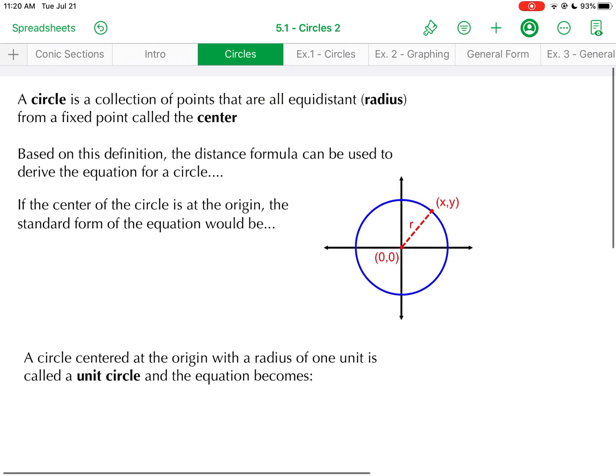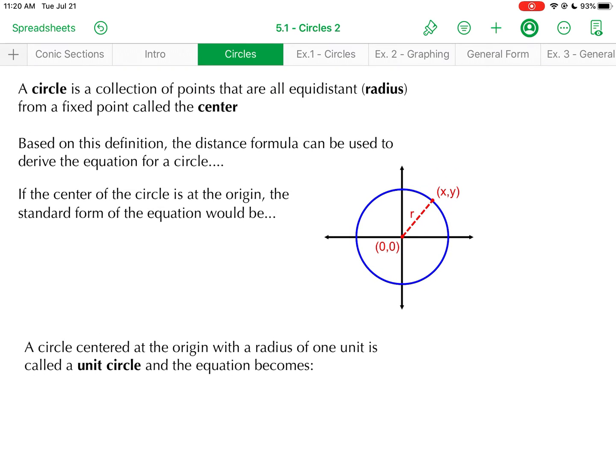All right, so we know a circle to be a collection of points that are all equidistant from a fixed point called the center, okay? And then that distance that each point has between it and the center, we know that to be the radius of the circle, right? So since this definition involves a distance between 2 points, we can actually use our distance formula to derive the equation for a circle.